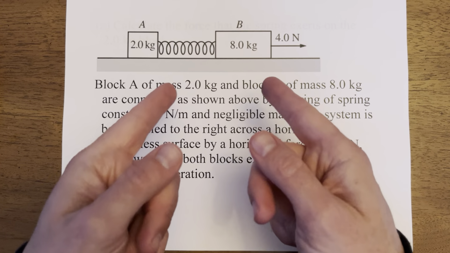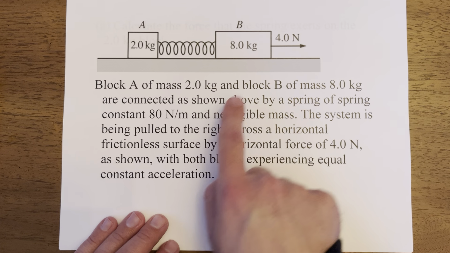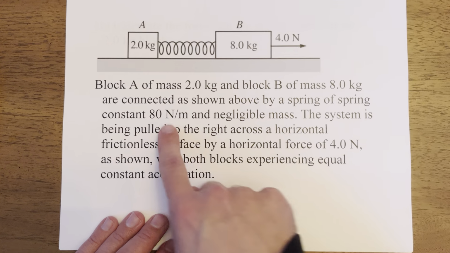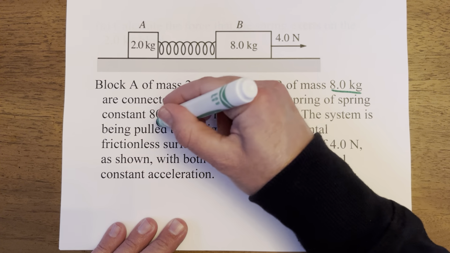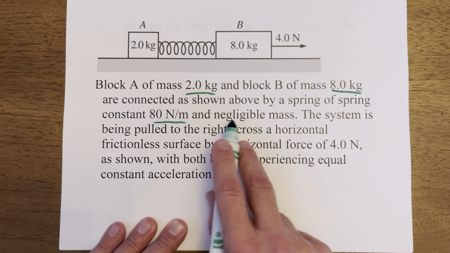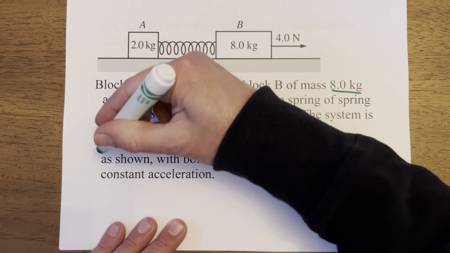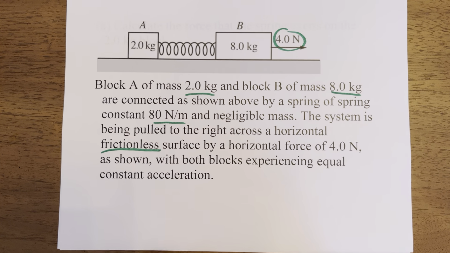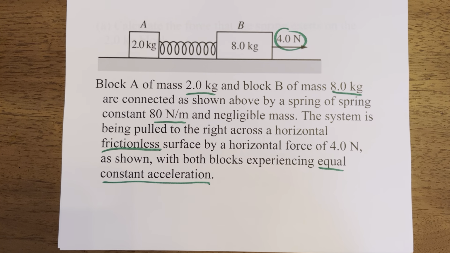Hi everybody, let's look at this one from 2008. So we've got a block of mass 2 kilograms and a block of mass 8 kilograms that are connected as shown above by a spring of spring constant 80 newtons per meter. All of that seems like important information. The spring is of negligible mass, the system is being pulled to the right across a horizontal frictionless surface by a horizontal force of 4 newtons, with both blocks experiencing equal constant acceleration.